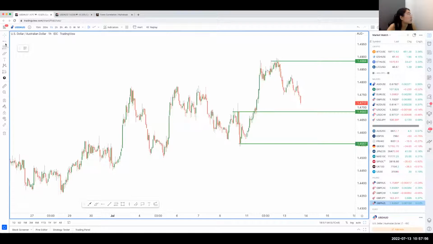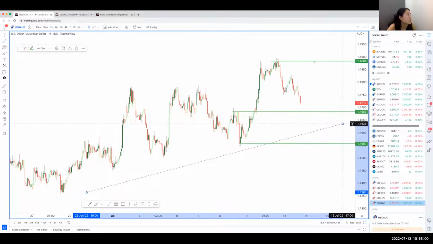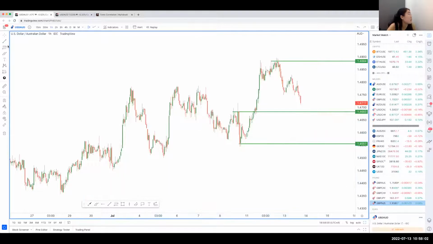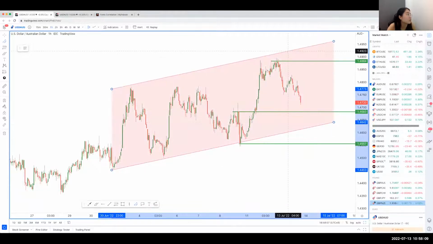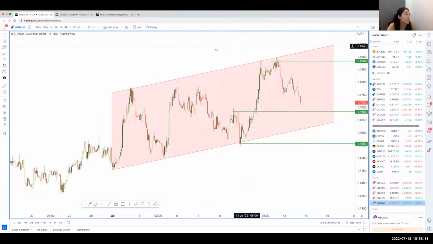So the first thing I'm going to do is look for trend direction. I do see price moving in an uptrend. If anyone else sees anything else, do let me know. I only see price moving in an uptrend. In fact, it is moving in an ascending channel.